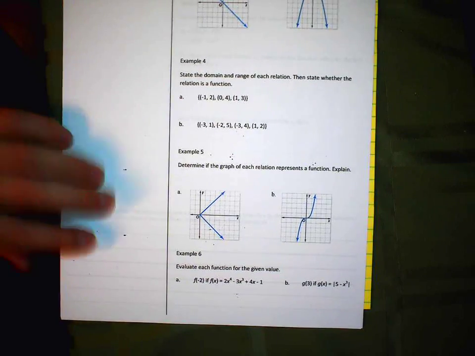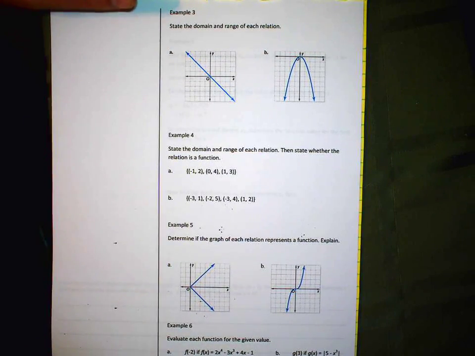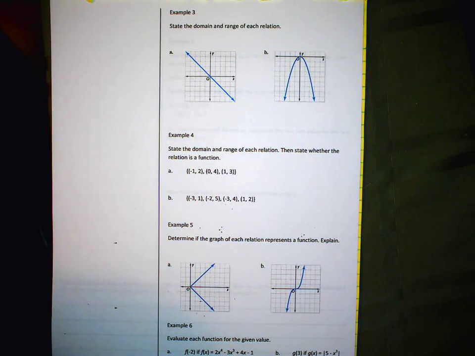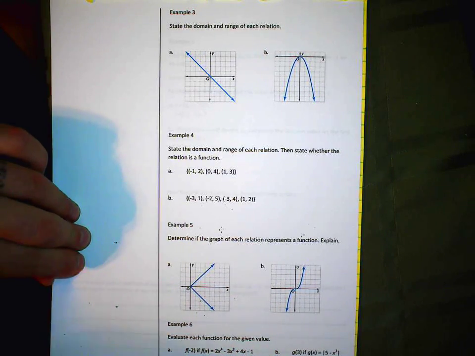Let me slide this back down so we can all see it. Alright, so example number 3. We need to state the domain and the range of each relation. We've already done this once, right? As a matter of fact, Coach Jackson may have and did mess up. I printed the wrong one, guys.